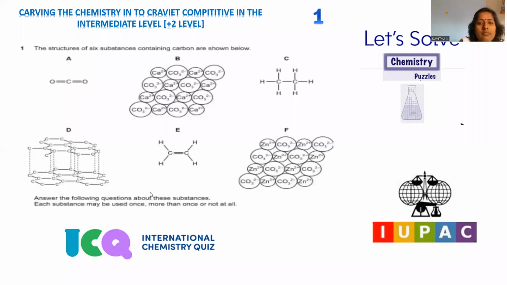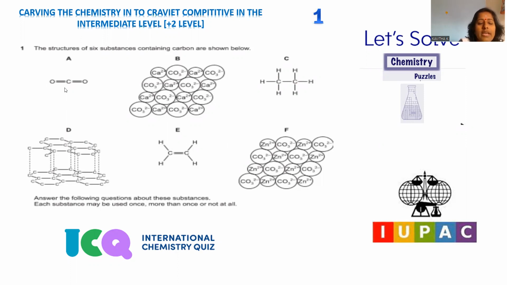Let's go with question number 1. This question is a collection of multiple questions, where the structures of 6 substances containing carbon are shown below. 6 carbon-containing compounds are provided to us, and from these 6 compounds, a few questions are given.